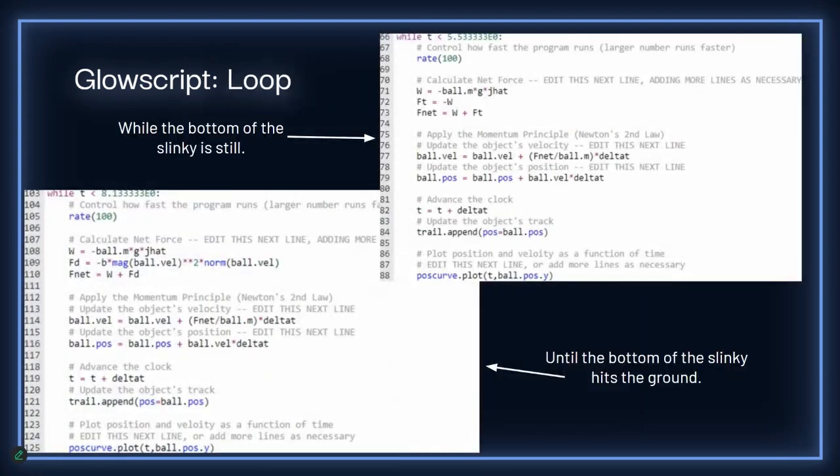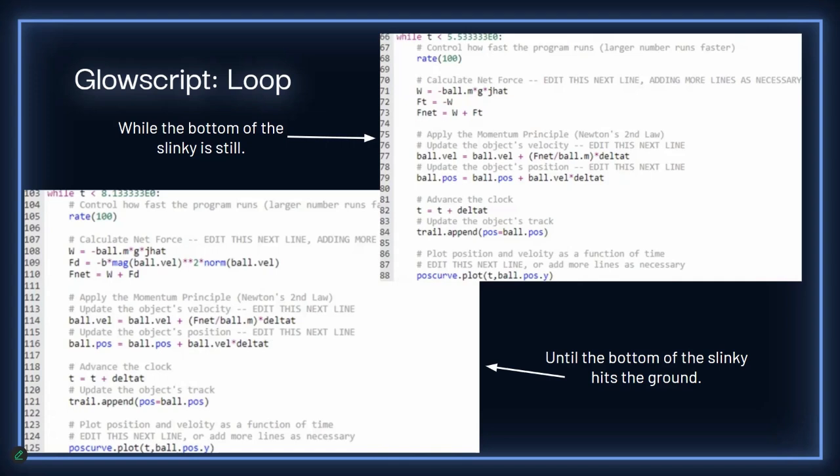So the loop on the top is while the bottom of the slinky is still. Until 5.53, the bottom of the slinky is constant. And then we have the net force, which is given by the gravitational force, W equals negative ball dot M times G hat. And then the slinky tension force will be Ft equals negative W. So then F net will equal the force of gravity plus the force of tension.